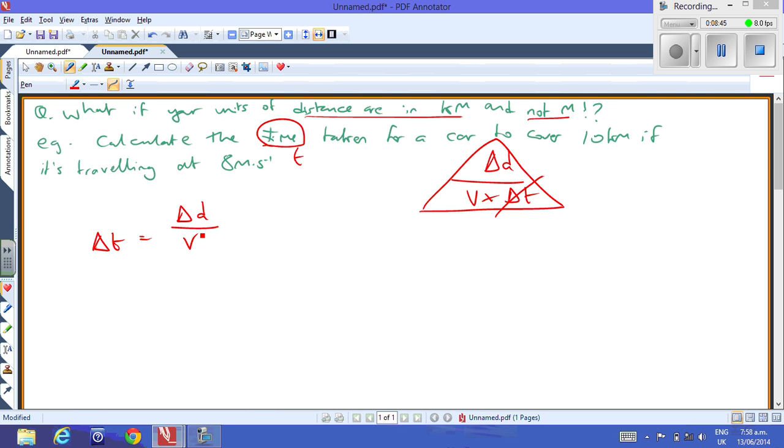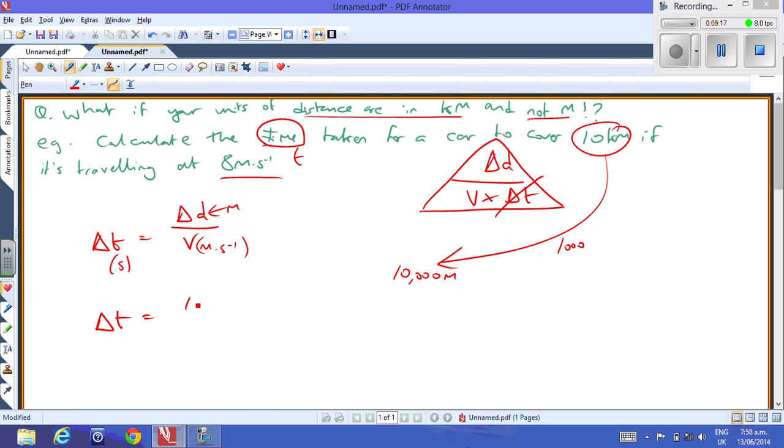The change in distance must be in meters, because we want our final answer for time to be in seconds, and then velocity is already in meters per second. So we want the distance to be in meters. So 10 kilometers will be equal to, we've got to multiply that by 1,000 to convert kilometers to meters. So it will be 10,000 meters. So 10 kilometers is 10,000 meters. And then the velocity is already given to us as 8 meters per second. So the change in time will be equal to 10,000 meters divided by 8 meters per second, which will give you an answer of 1,250 seconds.